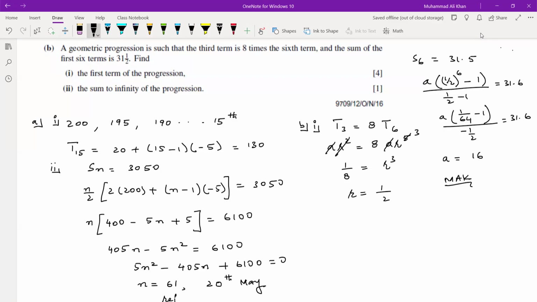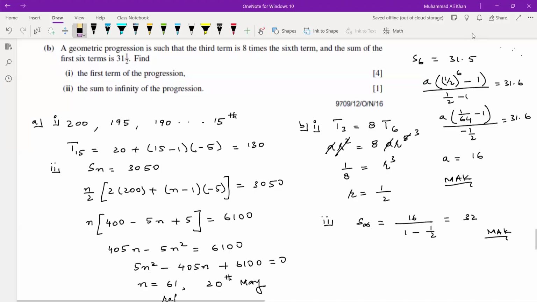Second one, find out the sum up to infinity. So therefore, the second part, sum up to infinity will be A over 1 minus R. A is 16 over 1 minus R, R is half. So the answer is 32. Hopefully the question is clear. It is basically not 6, it is basically 31.5, right?